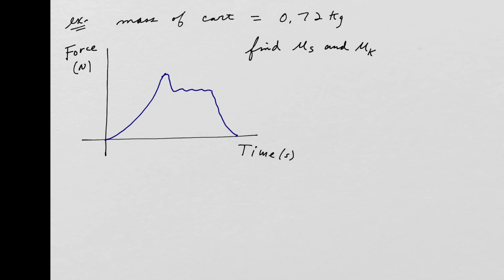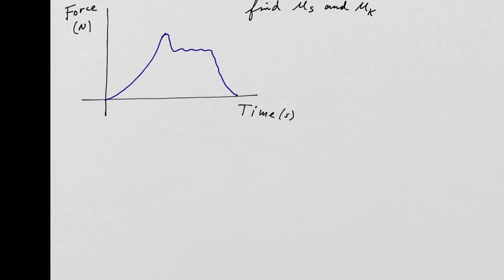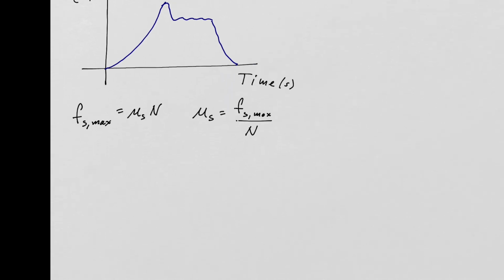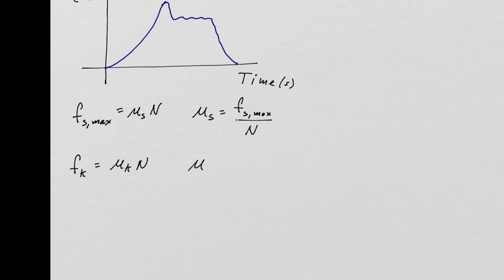Okay, and we know that the relationship between the max static frictional force, Fs max, is equal to mu s times the normal force. So that means mu s is simply going to be Fs max divided by the normal force. And there's a similar equation for kinetic friction, right? Fk is mu k times the normal force. So if I want to find mu k, it'll be Fk divided by the normal force.